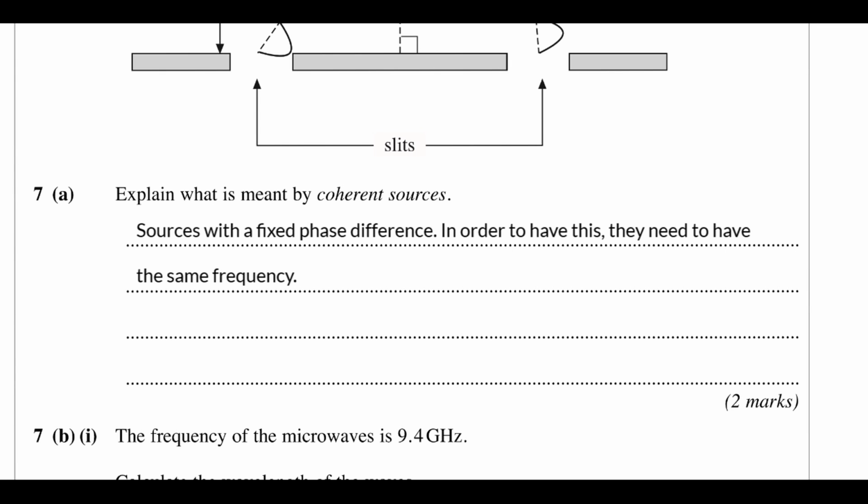So those of you wondering, well, normally when you're defining a coherent source, you just say sources with a fixed phase difference. Yes, you would, but what told me to give some more information is the fact that this question is worth 2 marks, and there's no way that statement is worth 2 marks. So I just added in an extra detail to earn that second mark.